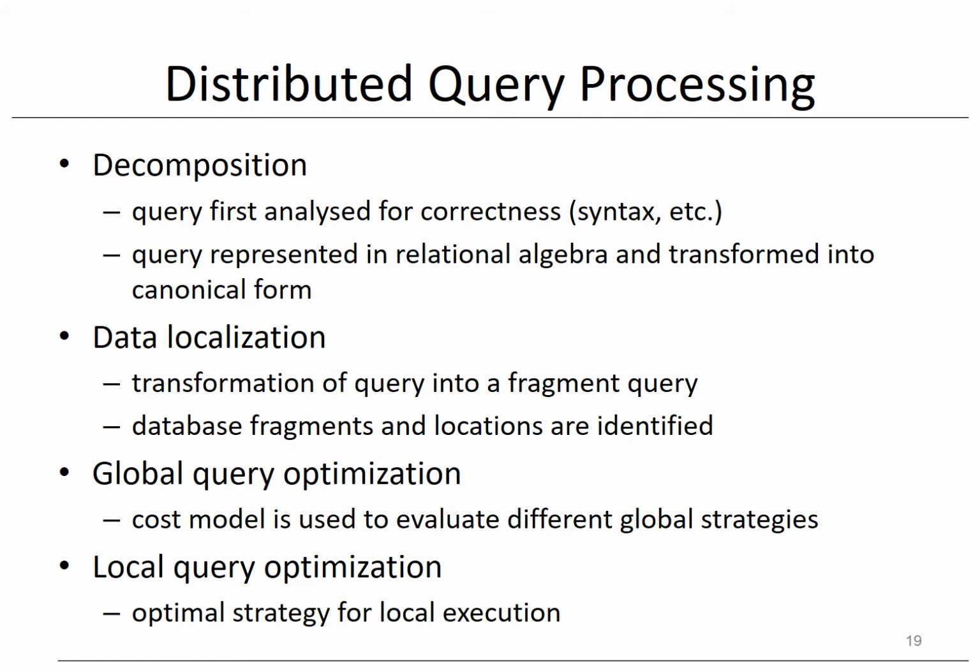During the global query optimization step, a cost model based on statistical evidence is used to evaluate different global strategies for query execution. The strategy with the lowest predicted cost is selected. The results of the previous step determine which operations should be performed on which location. For each of these local operations, a local query optimization step determines the optimal strategy for local execution.